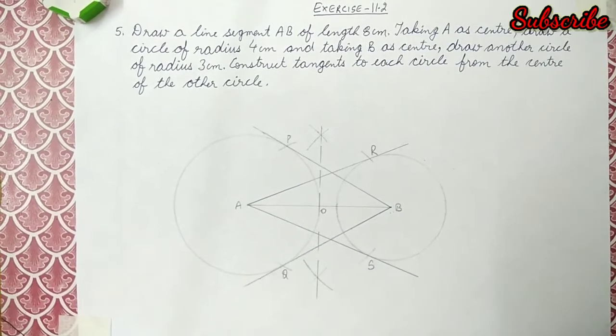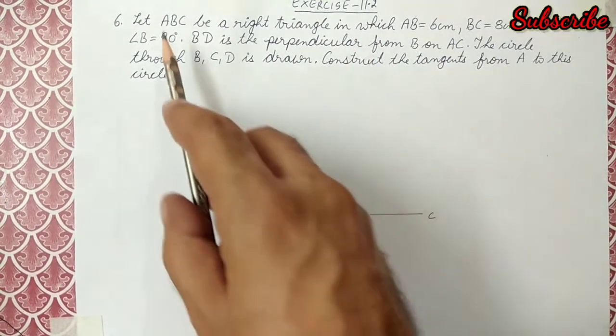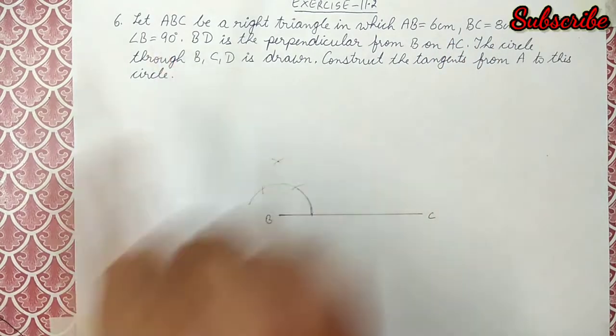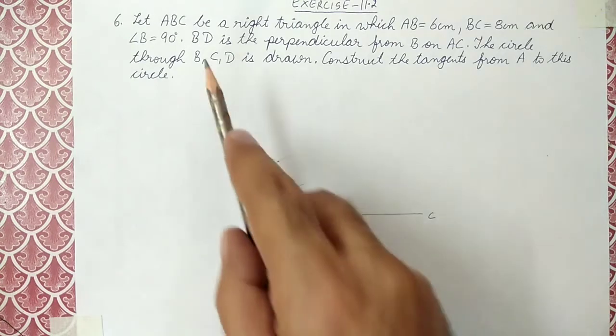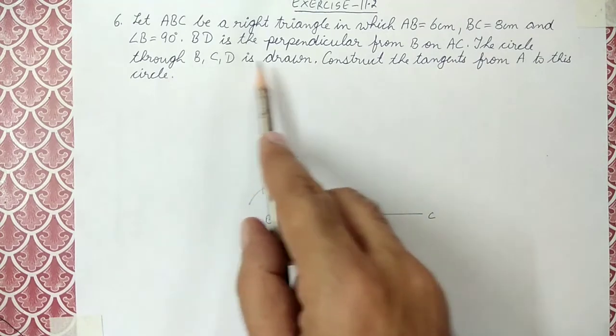Let's go to the next question now. In question number 6, it is given: let ABC be a right triangle in which AB is equal to 6 centimeters and BC is equal to 8 centimeters, and angle B is equal to 90 degrees. BD is the perpendicular from B on AC. The circle through B, C, D is drawn.